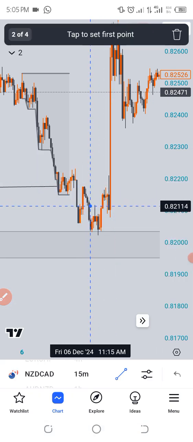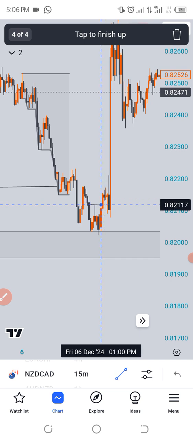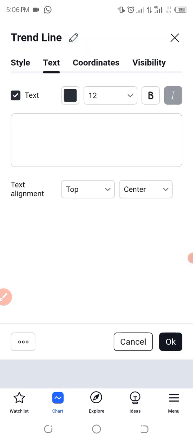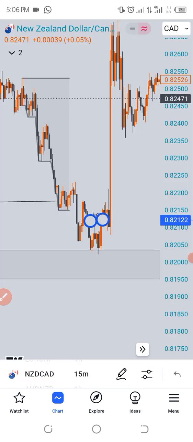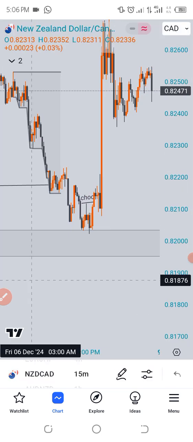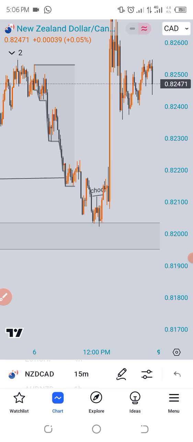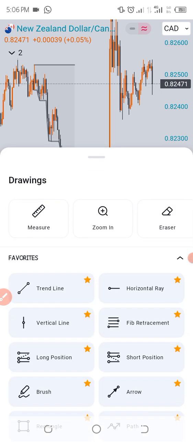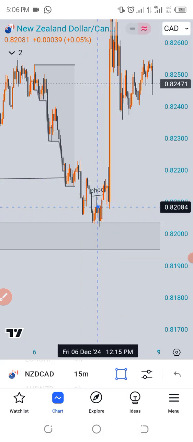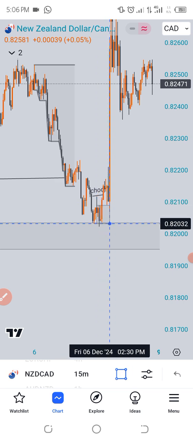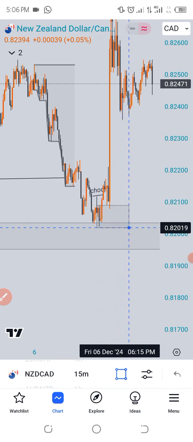So this here was clearly our change of character. Can you see? So our change of character happened right there. So let's just label it change of character. Okay. Can you see the change of character? Then the next thing you have to watch out for is a return to the order block. So the bearish candle that sponsored the change of character was this particular bearish candle you see right here. So this is our redefined order block, right?